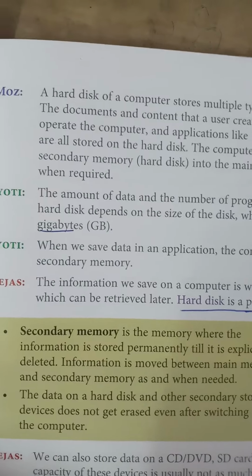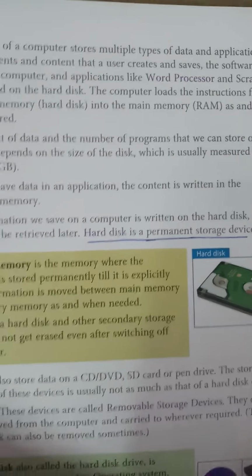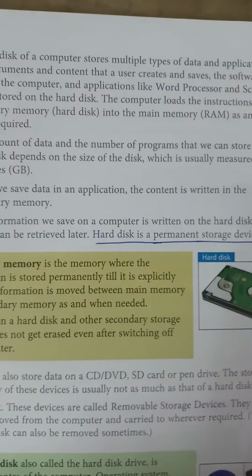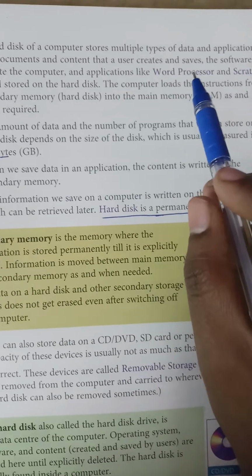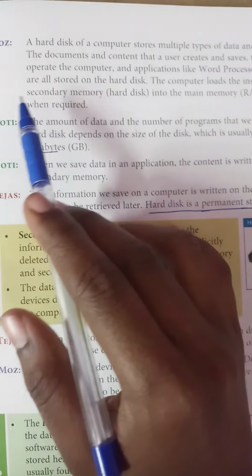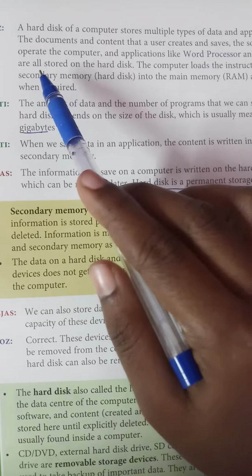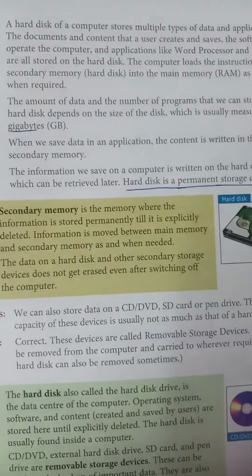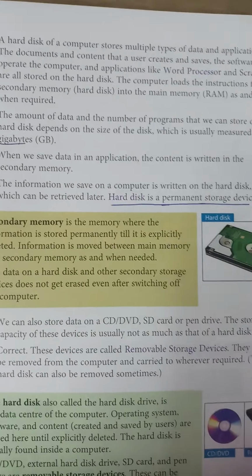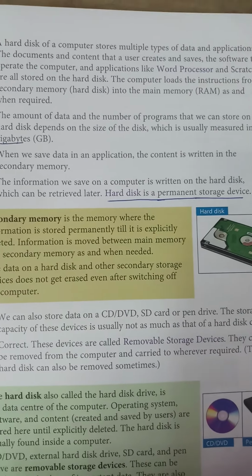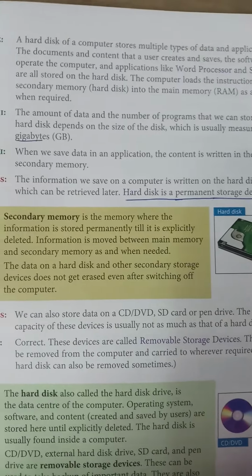So here it is saying a hard disk of your computer stores multiple types of data and applications. Your hard disk can store a huge amount of data, information, applications, etc. The documents and content that a user creates and saves, the software to operate the computer, and applications like word processor and Scratch are also stored on the hard disk. So in the hard disk you can save your documents, and also applications like word processing, Scratch, and many other applications are all stored on the hard disk.